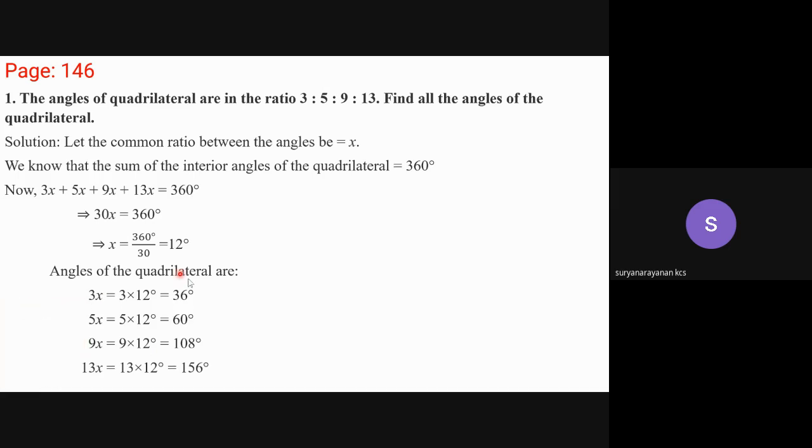These are the measurements of angles of this quadrilateral. First angle measurement is 36 degrees. Measurement of the second angle is 60 degrees. Measurement of the third angle is 108 degrees. And measurement of the fourth angle is 156 degrees. Understood this question, my dear children? Finding the angles of a quadrilateral. Understood? Yes, sir. Shall we go to the next question? Yes, sir.